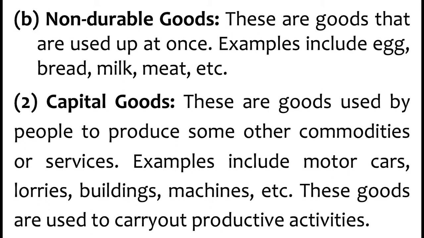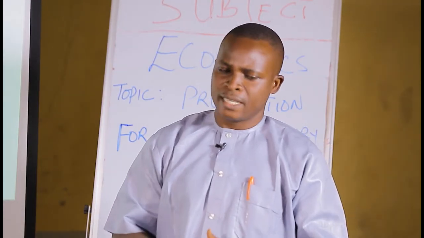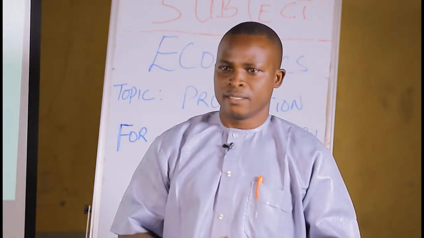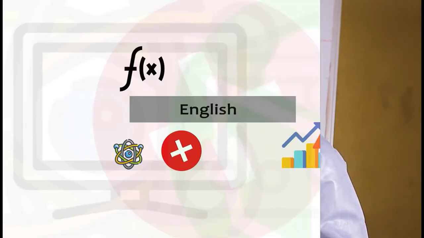Now, the second type of goods is the capital goods. Capital goods are goods used by people to produce some other commodities or services. Examples include motor cars, lorries, buildings, machines, among others. Now, these goods are used to carry out productive activities. This capital good, like I said earlier, can equally be physical money that we are using day in, day out.